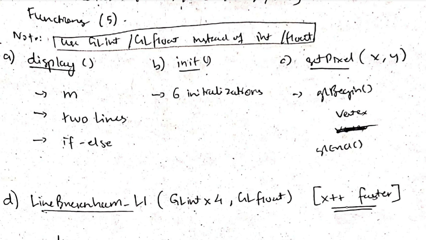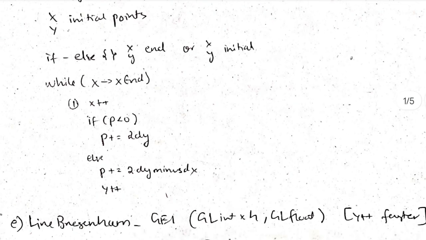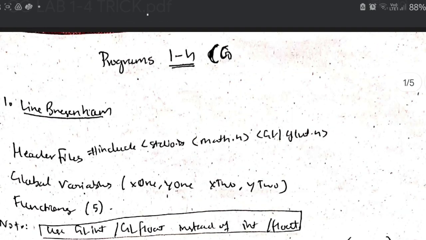So the 5 functions are display, init, set pixel, Line Bresenham L1 which is for slope less than 1, and Line Bresenham which is for slope greater than or equal to 1. After that we have the int main. Okay, so let's discuss what is there in these programs.